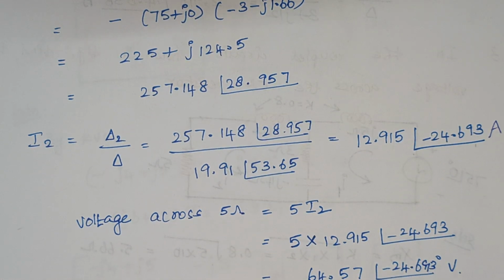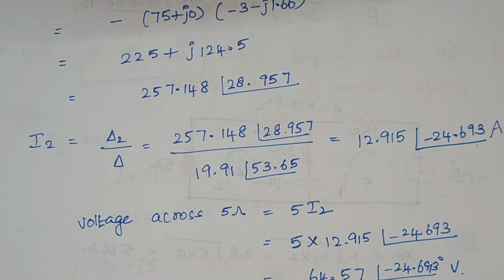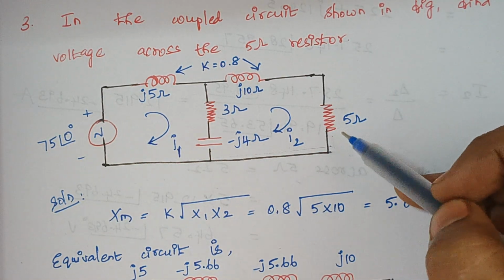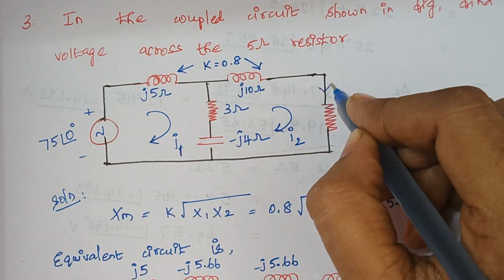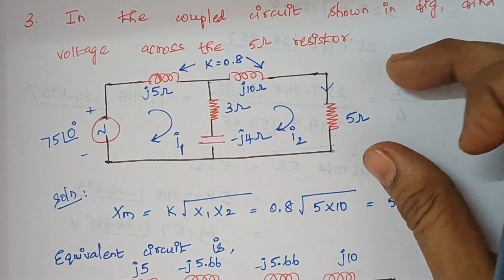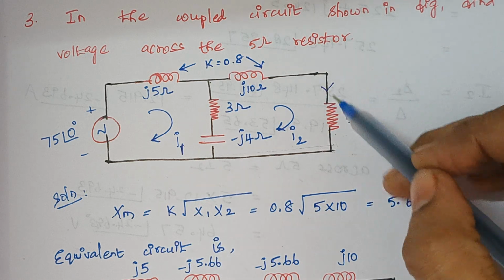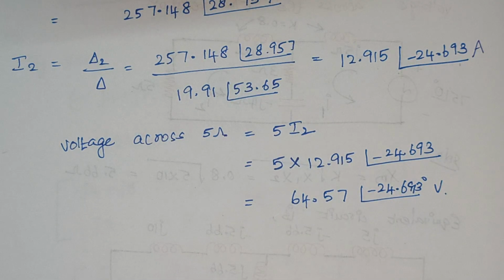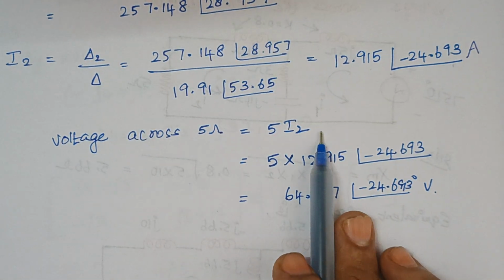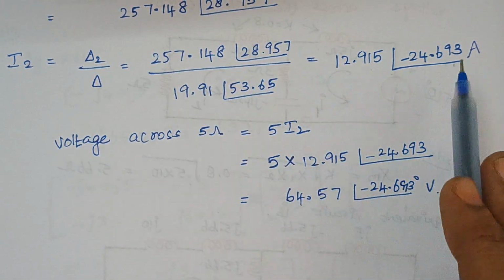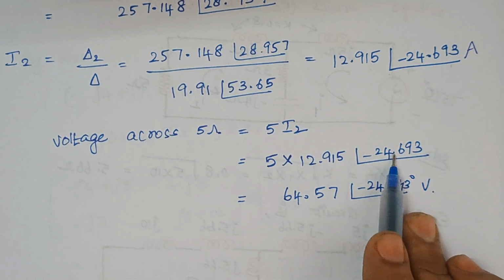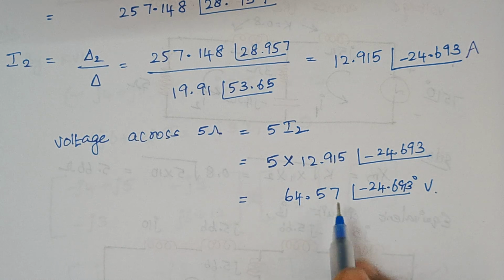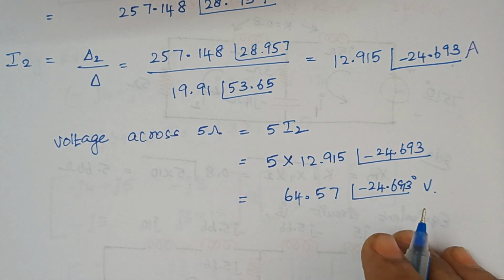So we need voltage across the 5 ohm. When you look back at the problem, the voltage across this 5 ohm, how to calculate the voltage? Once you know the current, it is easy to calculate the voltage across this 5 ohm. So the current flowing through this 5 ohm is nothing but I2. So 5 into I2, therefore 5 into the value of I2 is this one. So just substitute the values here. And once you solve, the value of this voltage is nothing but 64.57 volt.